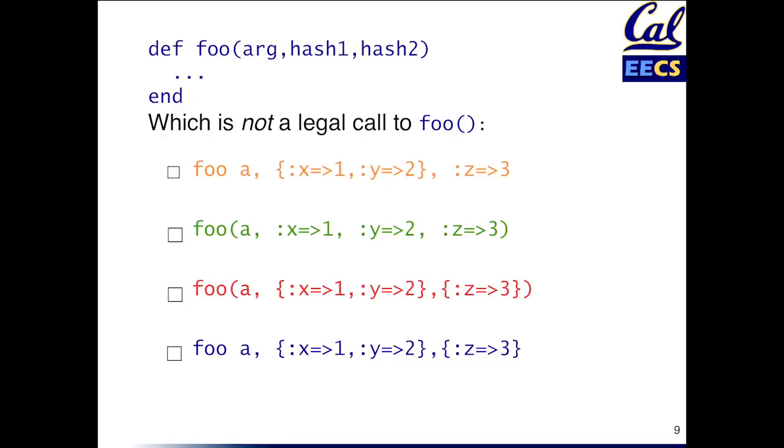So here we go. I've defined a function of 3 arguments, and my intention is that the function take a first argument, which is some kind of a scalar, and then 2 arguments that are hashes. So the question, which was alluded to earlier, is which of these is not a legal call to that function? And a hint is that the thing that would make a call not legal is that there is ambiguity about how the argument list ought to be parsed. So think about that for a moment.